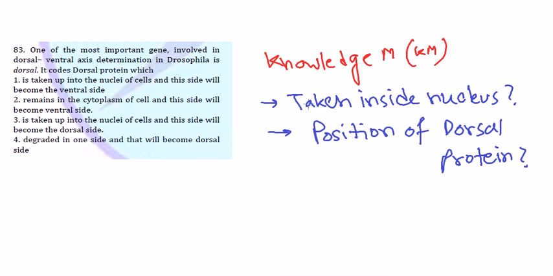So you need to know those two things: whether that protein is taken inside the nucleus or not, and what is the position of the dorsal protein, on the dorsal side or the ventral side. You need to answer these two questions, and then we can get our answer. I know that this protein is definitely taken up inside the nucleus, otherwise it won't act. Remember, you need to know this process, otherwise there is no way you can answer this question. So just get rid of it and go away, right? But if you know it, yes, it is taken inside the nucleus.